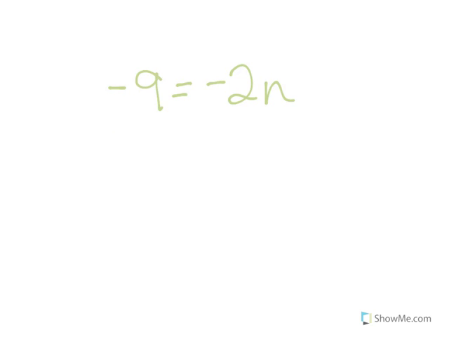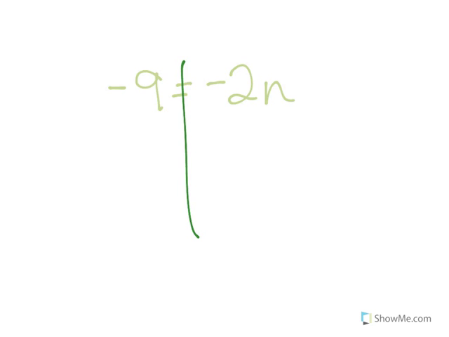Okay, I have negative 9 equals negative 2n. I'm going to draw that line through the middle, and the variable's on the other side, but that's okay. What is being done to that variable? I am multiplying n times negative 2. So to solve this, I am going to undo that by using the inverse operation, which is division.